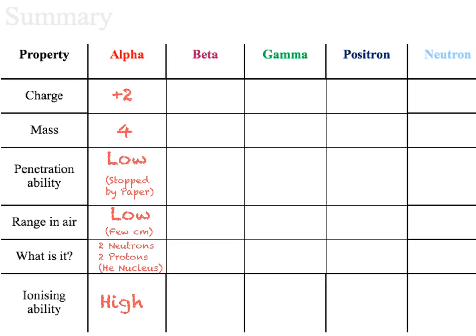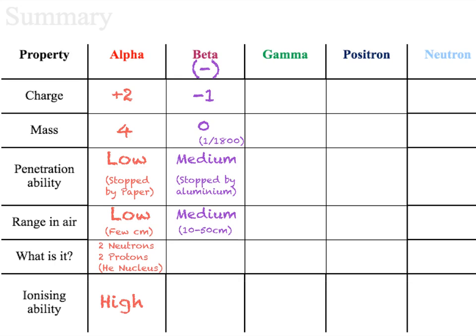Beta radiation, this is beta minus radiation, has a charge of -1 and a mass of 0. The mass of the electron is roughly 1/1800. It has a medium penetration ability and is stopped by aluminium. It has a larger range in air than alpha, now up to tens of centimeters, and is a high energy electron. Its ionizing ability is medium in that it is lower than alpha but higher than gamma.